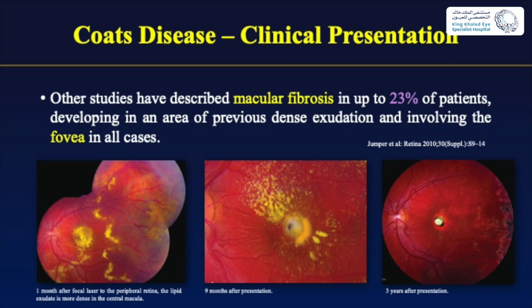Other studies have described macular fibrosis in up to 23% of patients, developing in an area of previous dense exudation and involving the fovea in all cases. So this is a patient with Coats disease. As you can see here, there are vascular abnormalities. This patient received scatter laser to treat his Coats disease. After 9 months, the hard exudates start to resolve, but the patient started to form a fibrotic scar. And after 3 years of follow-up, this patient has almost complete resolution of his hard exudates, but he formed a fibrotic scar at the fovea.